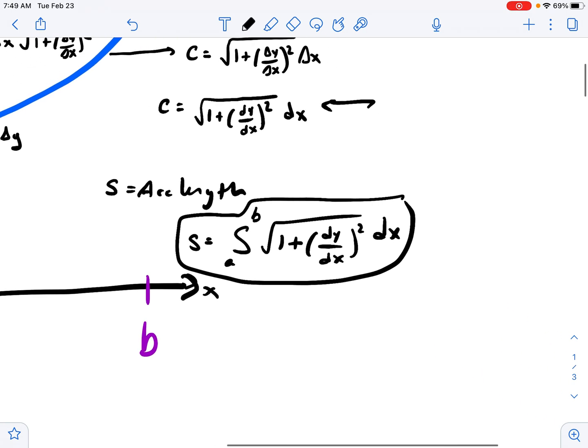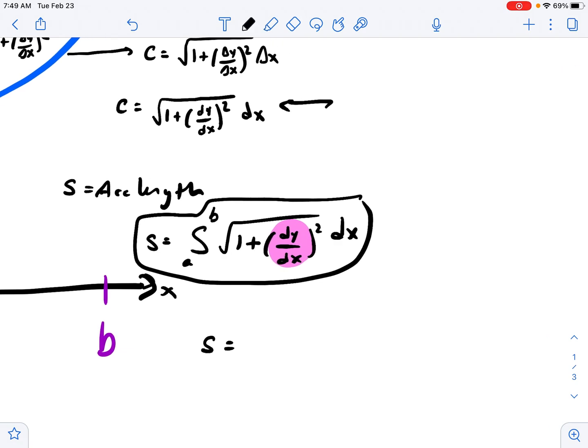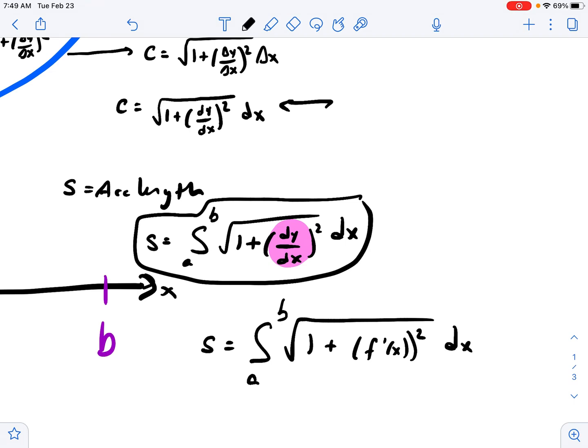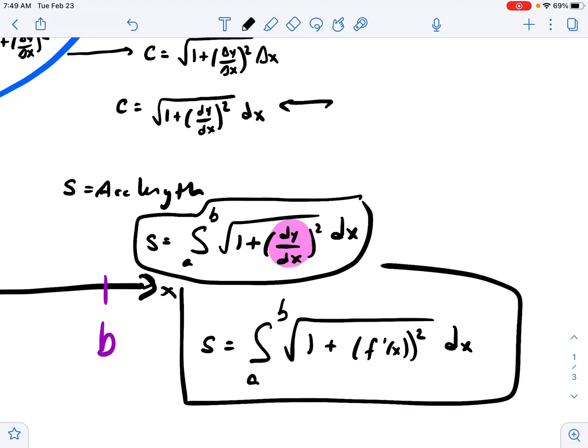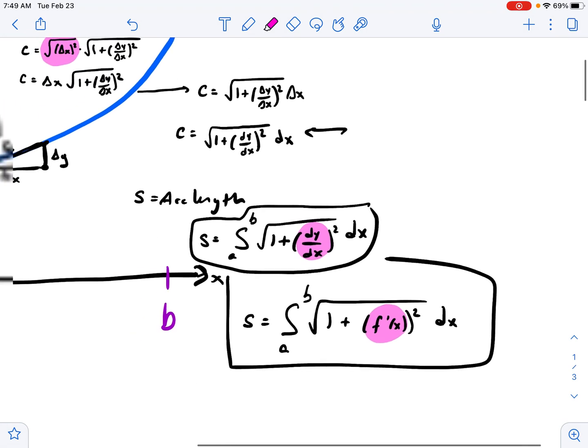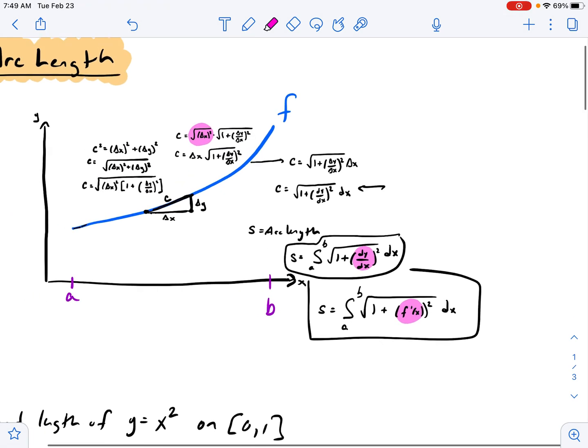Now dy/dx is just our first derivative. So another way to write this formula is s equals the integral from a to b of the radical of 1 plus f prime of x squared dx. These are equivalent formulas, dy/dx and f prime being the same thing here. So there's your arc length formula. A kind of neat way that somebody figured out how to put that together.